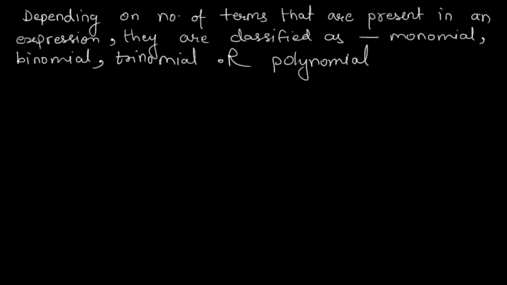Now depending on the number of terms in an algebraic expression, we can classify a given expression as monomial, binomial, trinomial or polynomial. There is a different definition of polynomial. You'll learn that in the next standard, that is class 9, but as of now we'll not get into that definition. As of now we'll consider an algebraic expression as a polynomial only, but it's not so. We'll learn that in the next standard.